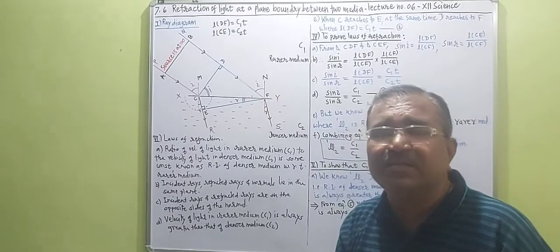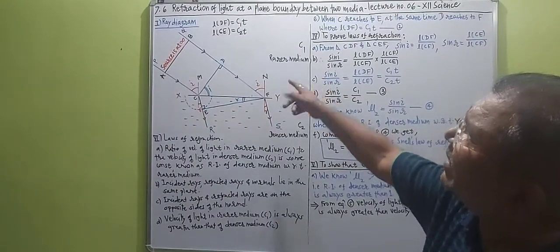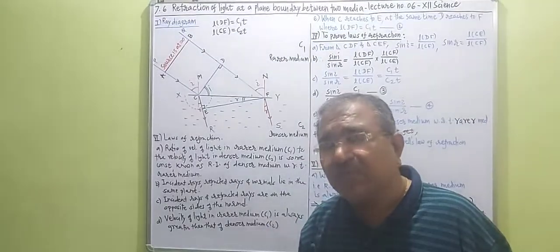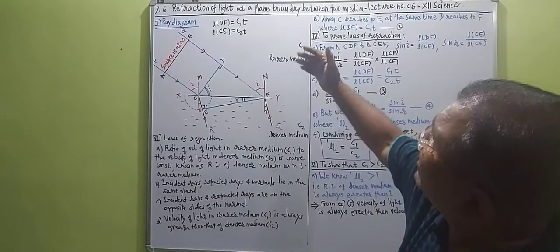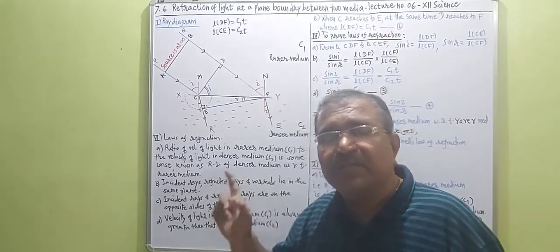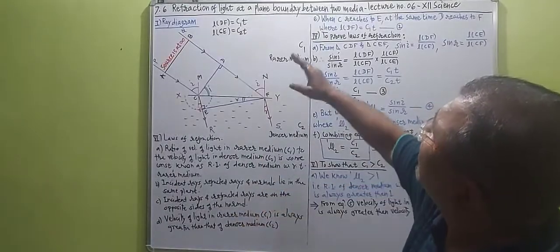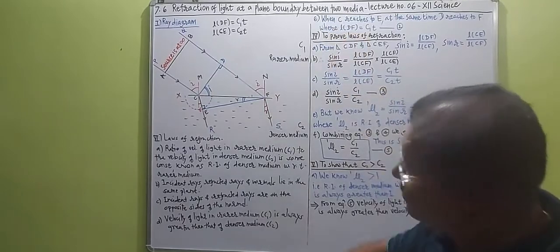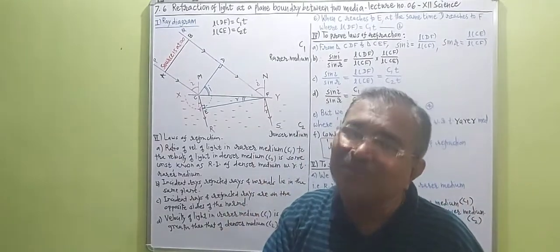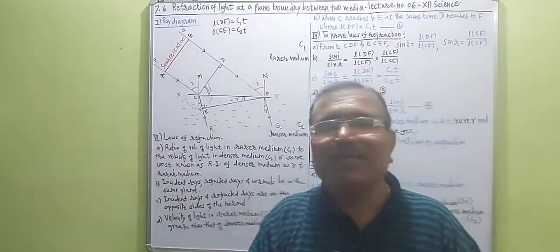The questions asked in this article are like this. Number 1, draw a neat labeled ray diagram of refraction of light at a plane boundary between two media, for 2 marks. Second question, explain refraction of light at a plane boundary between two media. The third question, for 3 marks, is prove laws of refraction of light at a plane boundary between two media. Or sometimes, only for 2 marks, the question may ask to state only the laws of refraction. So we can state only those laws. So this is all about refraction of light.